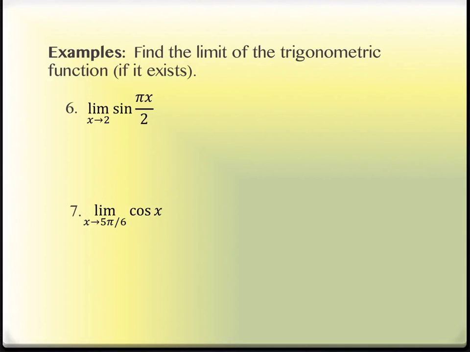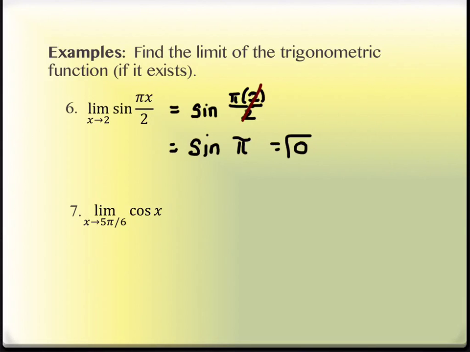So our goal is to say that this is going to equal the sine of pi times 2 over 2. All right, so what happens when I have pi times 2 over 2? The 2's are going to reduce, so this is going to leave me with the sine of pi. And what is the sine of pi value?